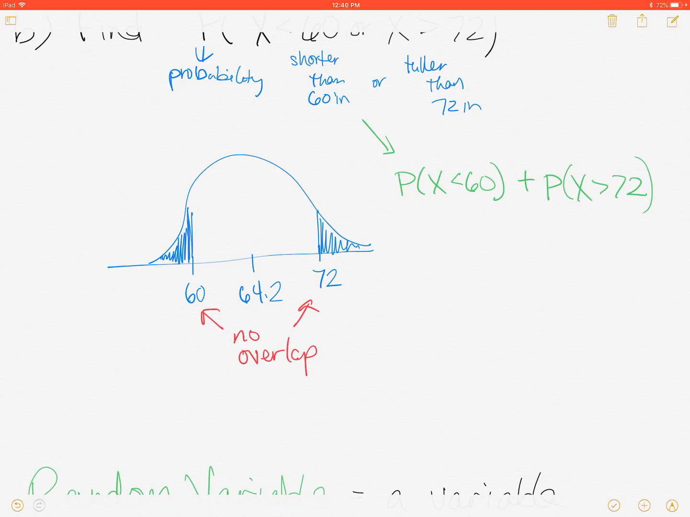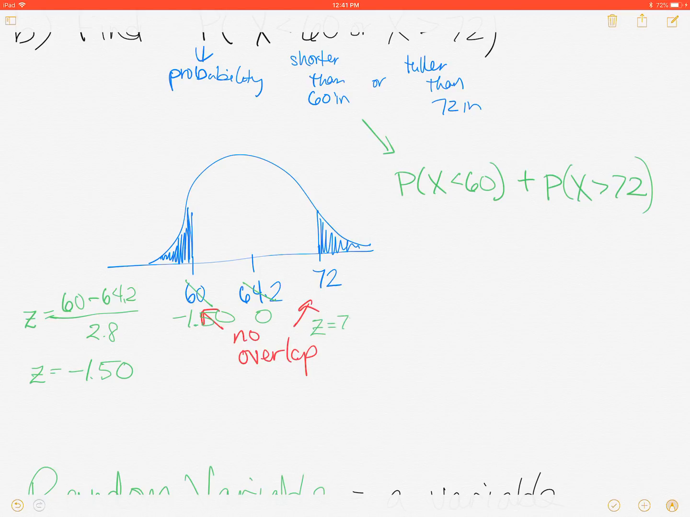So if I'm going to do this using my table, then the first thing I need to do is standardize, because my table only uses standard normal. So I'm going to standardize over here. Remember, our formula is the x value we care about, 60, minus the mean divided by the standard deviation. 60 minus 64.2 divided by 2.8 is negative 1.5, and I'm going to round it to negative 1.50 because our table needs 2 places after the decimal. So that is what our 60 becomes. Our mu becomes 0 because it's standard normal.